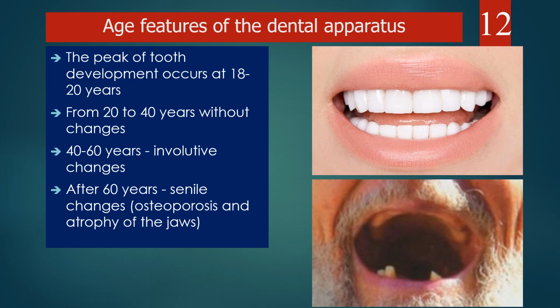Age features of the dental apparatus. The peak of tooth development occurs at 18-20 years. From 20 to 40 years, without changes. From 40 to 60 years, involutive changes. After 60 years, senile changes, osteoporosis and atrophy of jaws.